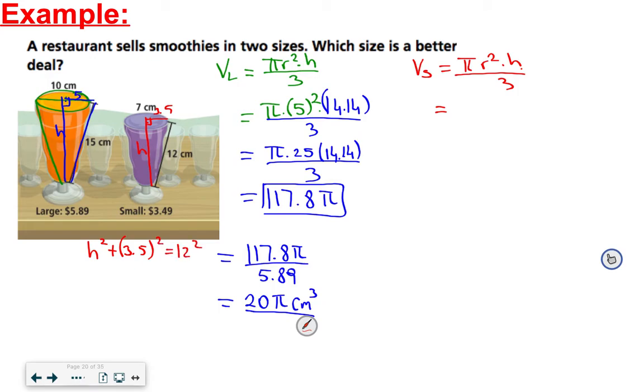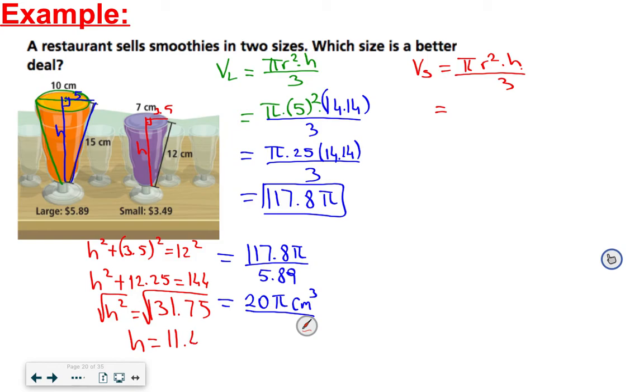From here, 3.5 squared is 12.25, which is equal to 144. When you subtract, 144 minus 12.25 will be equal to h squared, which is 131.75. To be able to find the height, get the square root of both sides, then the height is going to become approximately 11.48. This is the height of the small smoothie.